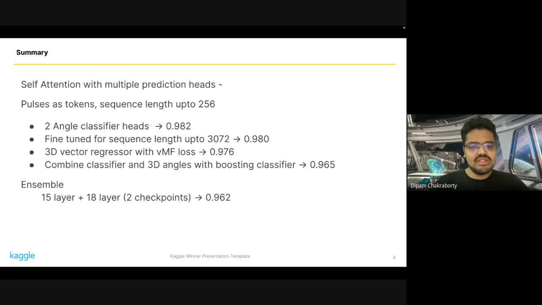And I actually used an ensemble. I didn't have too much compute available, and only trained on my own home machine. So I just used two of these transformer models, and I took two checkpoints from one of them, and that actually got me from fourth to third position. But the scores are still very similar.